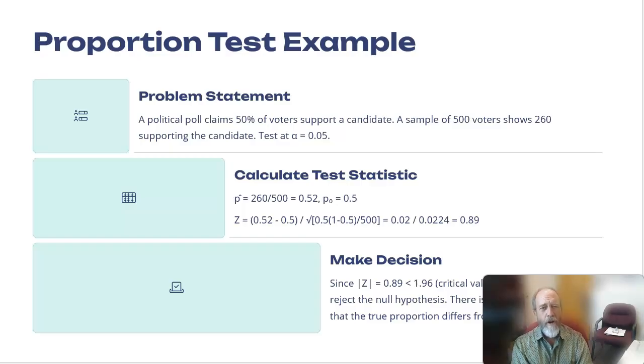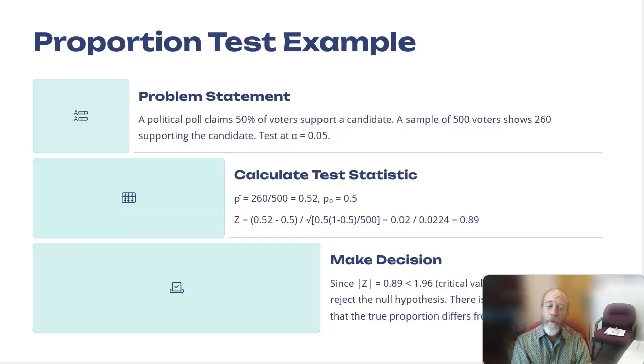So my null hypothesis: what I don't believe is that 50% of the voters support a candidate. You need to prove this. Null hypothesis, I didn't even put it in here. So I calculate the Z. I get 0.89. Plug and chug. In this case, it really is plug and chug.